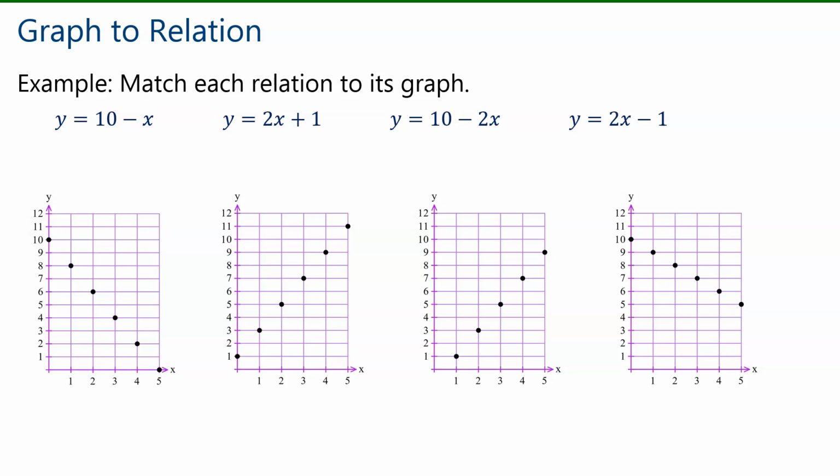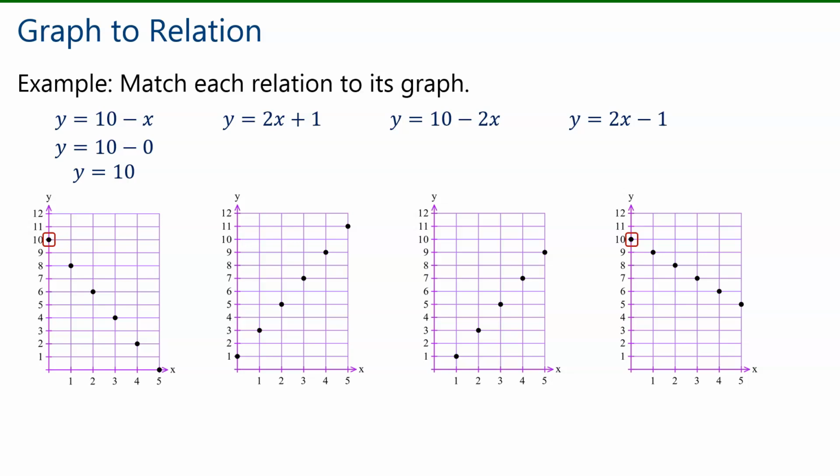Now in this last example, we're going to match each relation to its graph. So let's start with the relation 10 minus x and replace x with a value. Let's replace x with 0. So if I do 10 minus 0, I get 10. Now look at each of these 4 graphs. Which graph has a y value of 10 when the x value is 0? That's in 2 graphs, the first graph and the last graph. Each one of those has a y value of 10 when x is 0.